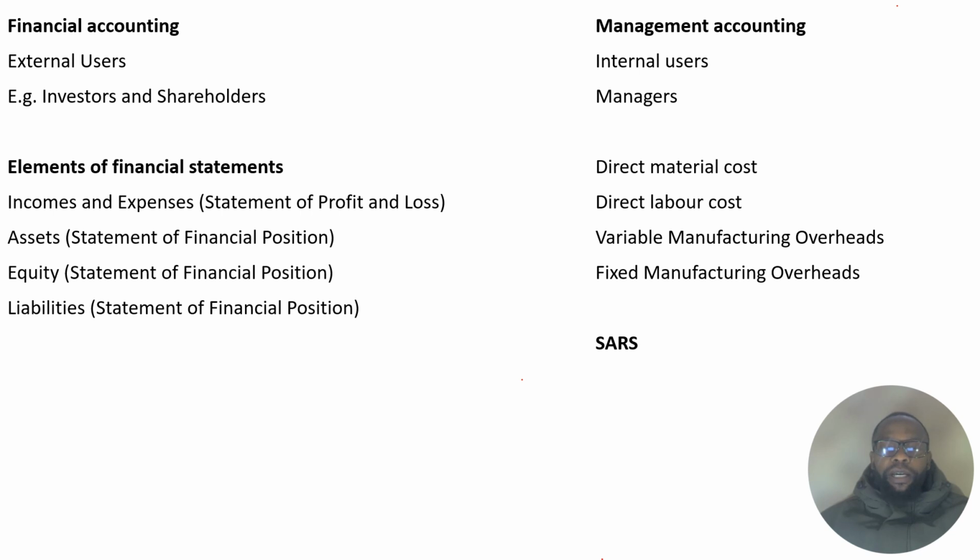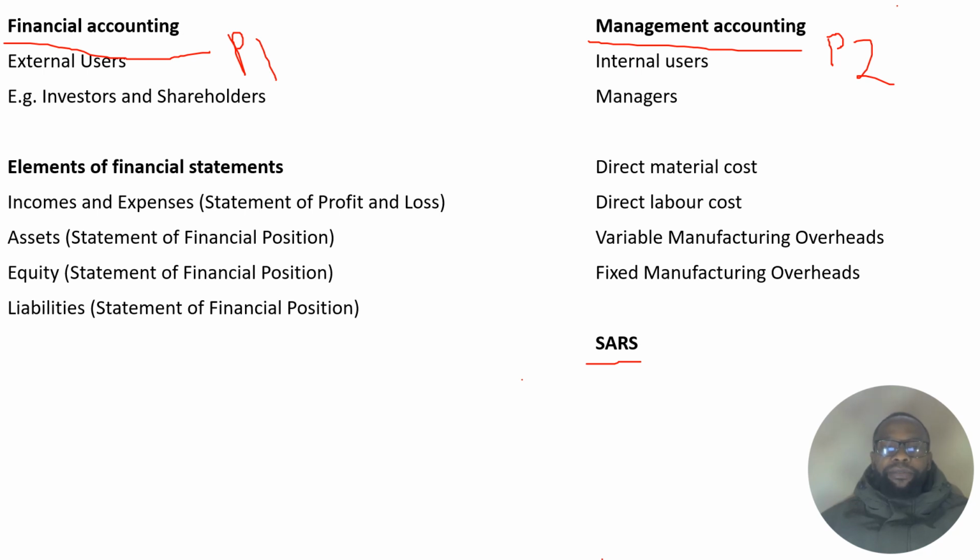One of the things I've discovered is that your question paper is now divided into two. We used to write a 300 marks question paper before. Now it is divided into paper 1 and paper 2. Paper 1 is mainly dealing with financial accounting. Paper 2 is dealing with management accounting, or cost and management accounting, and also SARS.